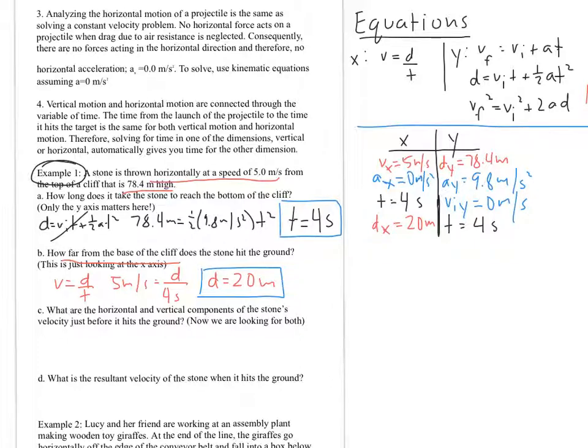Now part C. What are the horizontal and vertical components of the stone's velocity just before it hits the ground? Now we're looking for both the horizontal and vertical components of the final velocity. Start with the x component, the horizontal component. According to theory, it stays constant. If it started out with 5, it should also end with 5. So our v final in the x direction is 5 meters per second.